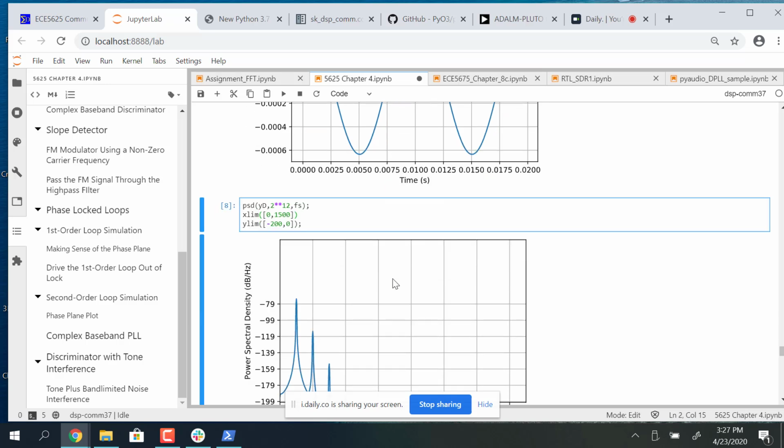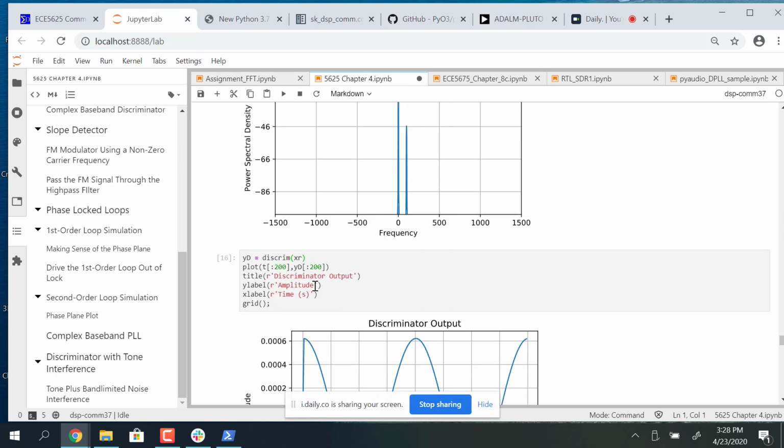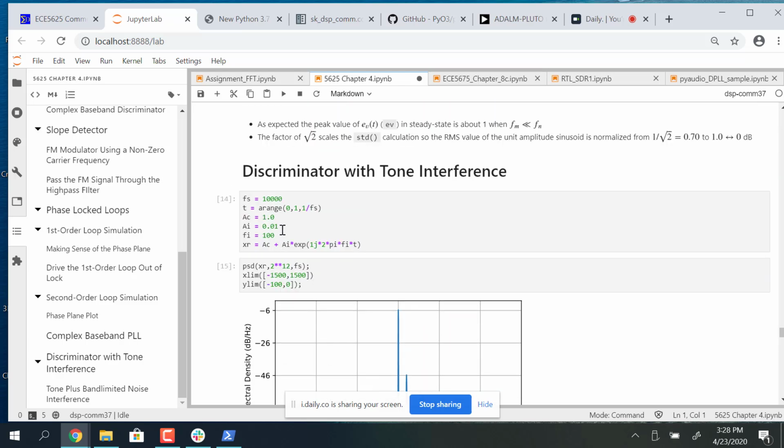And if I go ahead and just plot the spectrum of that tone, I'll see that it does have harmonic distortion. It's not awfully bad, but it is definitely noticeable. But now I'm going to change the ratio. I'm going to keep the unmodulated carrier, and I'm going to turn up the jammer. So I'm going to make the jammer be 0.1.